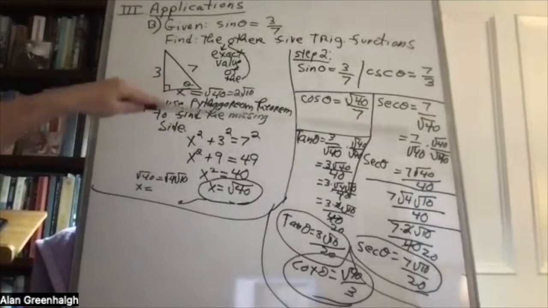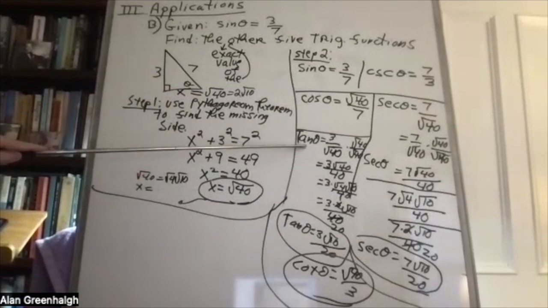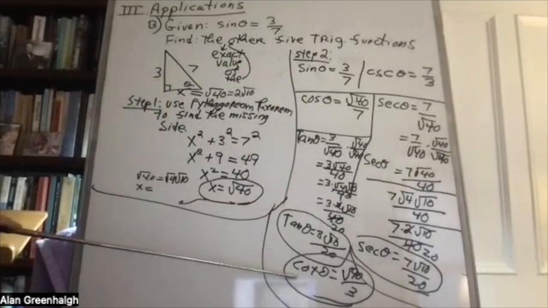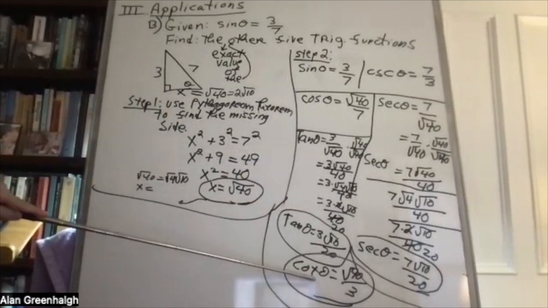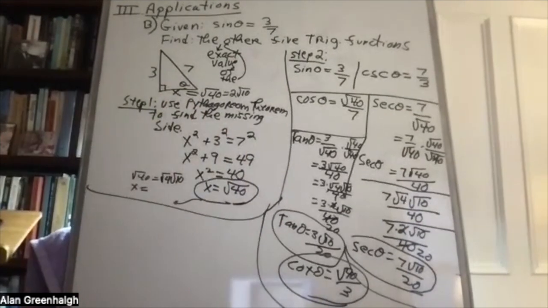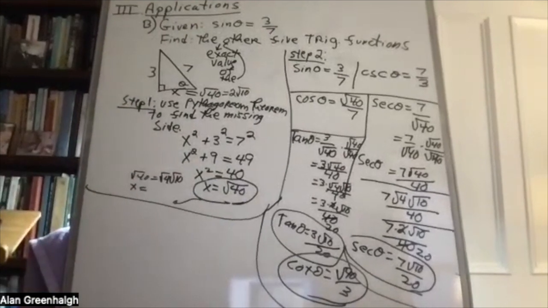But I had all this room. That was real beneficial for the situation. And then we found the tangent, and we had to rationalize the denominator again. And then, using the tangent, we found the reciprocal function of cotangent. That's a typical problem. Given one of the functions, find all the other 5.